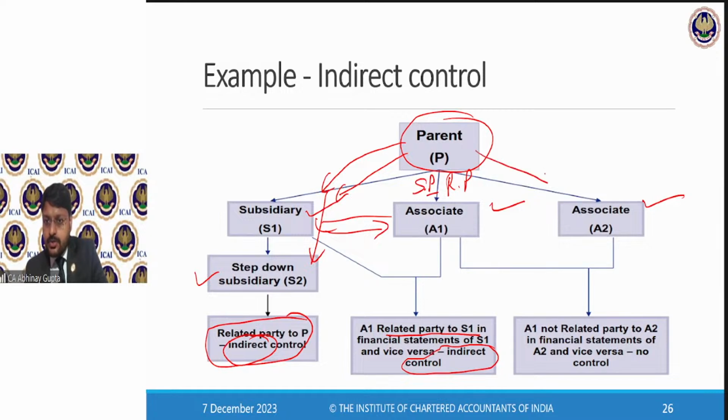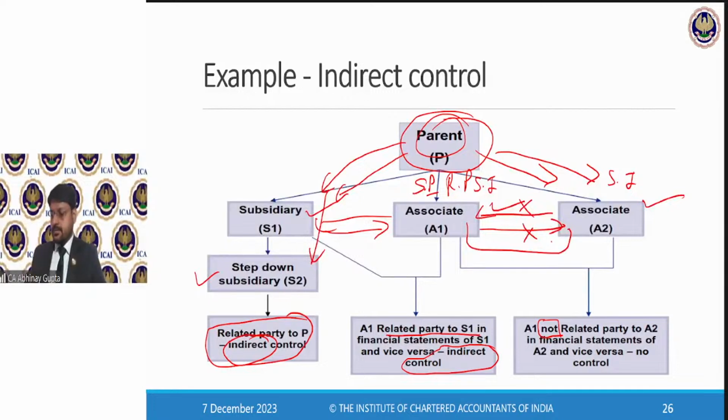And the parent's associate 2 is related to this one, yes or no? No, this is not related. Why? Because here is SI and here is also SI, so nowhere does the parent have control. So associates are not related to each other. Clear?